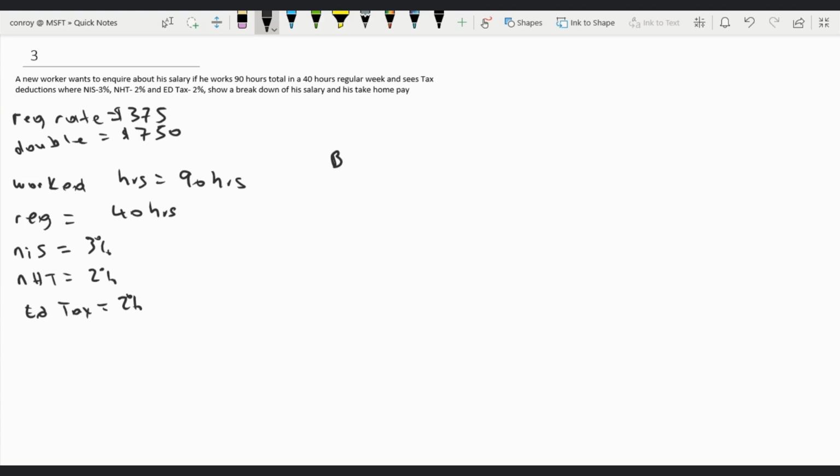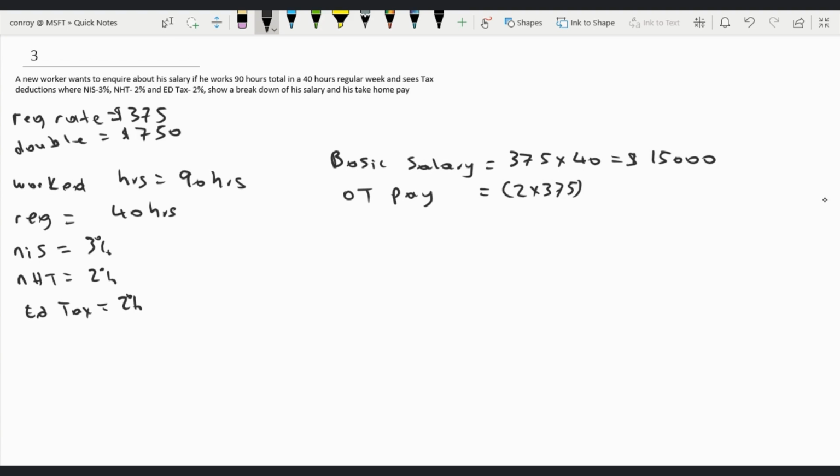Alright, so the basic salary now is equal to the 375. We'll times that by 40, and we would get 15,000. So the overtime pay now, it's at double, so it's 2 times 375. I got that to be 750, times that by 50 hours overtime. That would be 37,500.